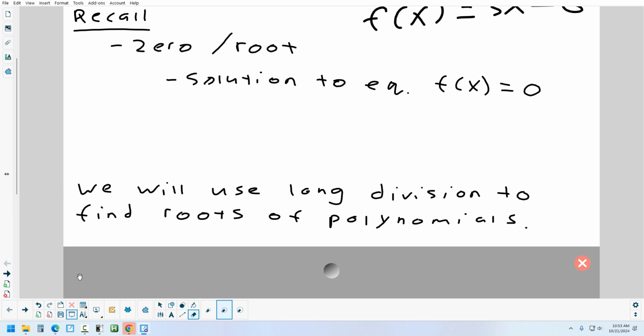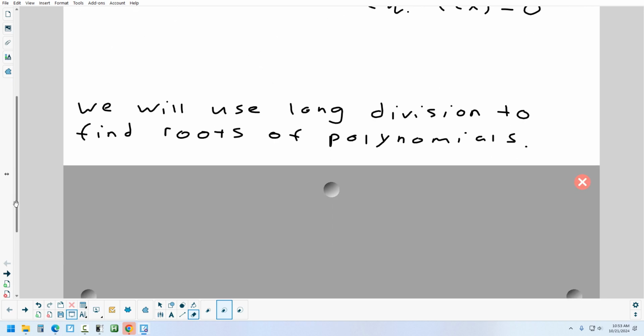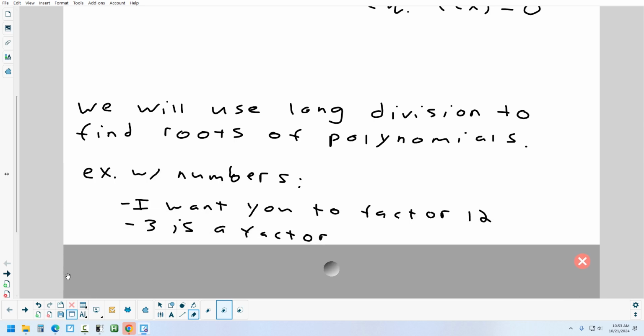We use long division to help us factor polynomials, which then helps us to find the roots. So that's why we really use long division. So let me show you an example without any letters first, just with numbers, so you can get an idea of what we're going to do.